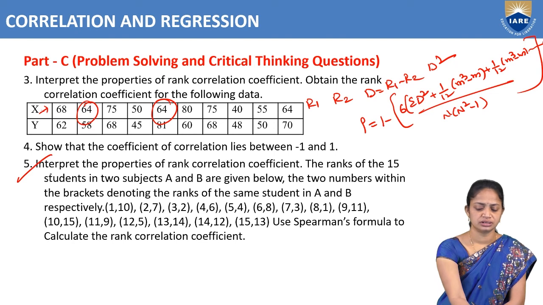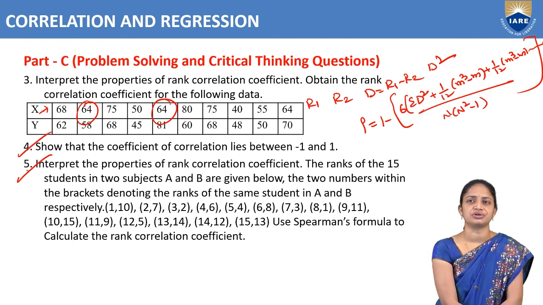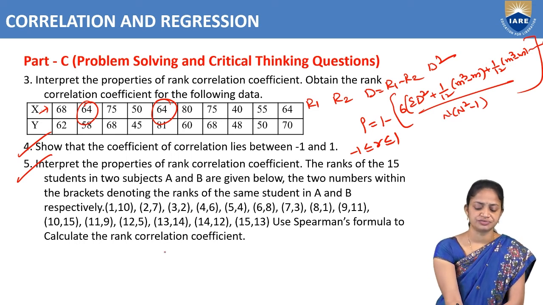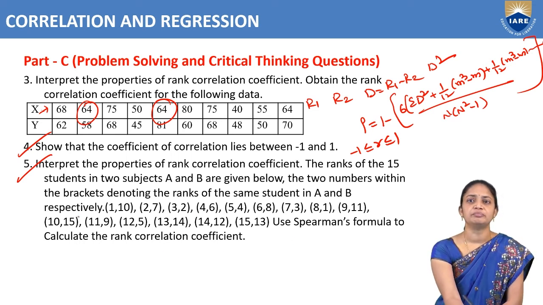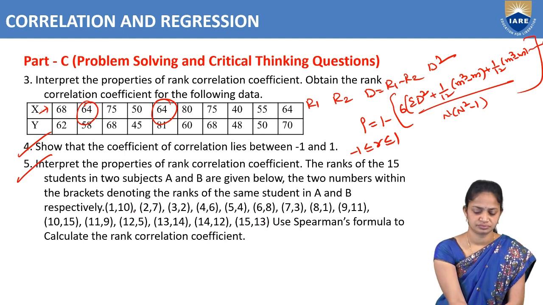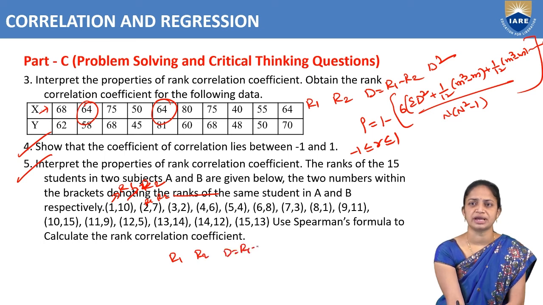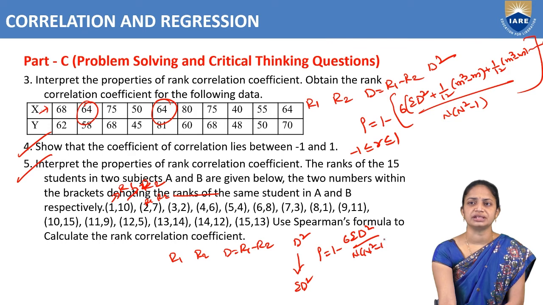Here we have to prove that the correlation coefficient r lies between minus 1 and 1. The next question, here they have given the ranks. This is R1 rank and this is R2 rank. D equal to R1 minus R2, and we need to calculate D square. After that, summation D square. The main formula is 1 minus 6 sigma D square divided by n into n square minus 1.